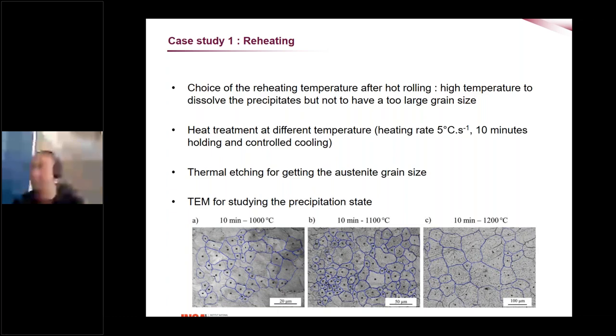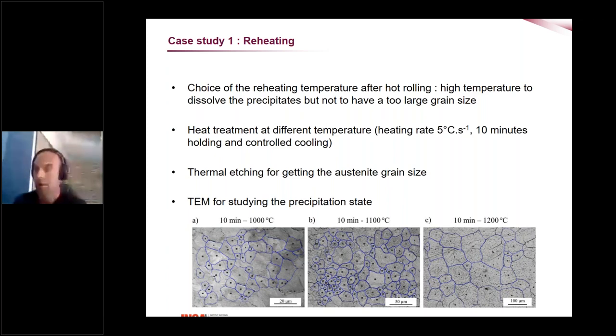So the first thing was to try different heat treatments, with different temperatures, a heating rate of 5 degrees C per second, 10 minutes holding, and then a controlled cooling. This heating rate and this holding time are the parameters that are fixed because they are linked to the industrial applications. Then we did some thermal etching to get the austenite grain size, because at the end of the day you don't have austenite anymore; you may have pearlite, ferrite, or whatever. And we did some TEM for studying the precipitation state.